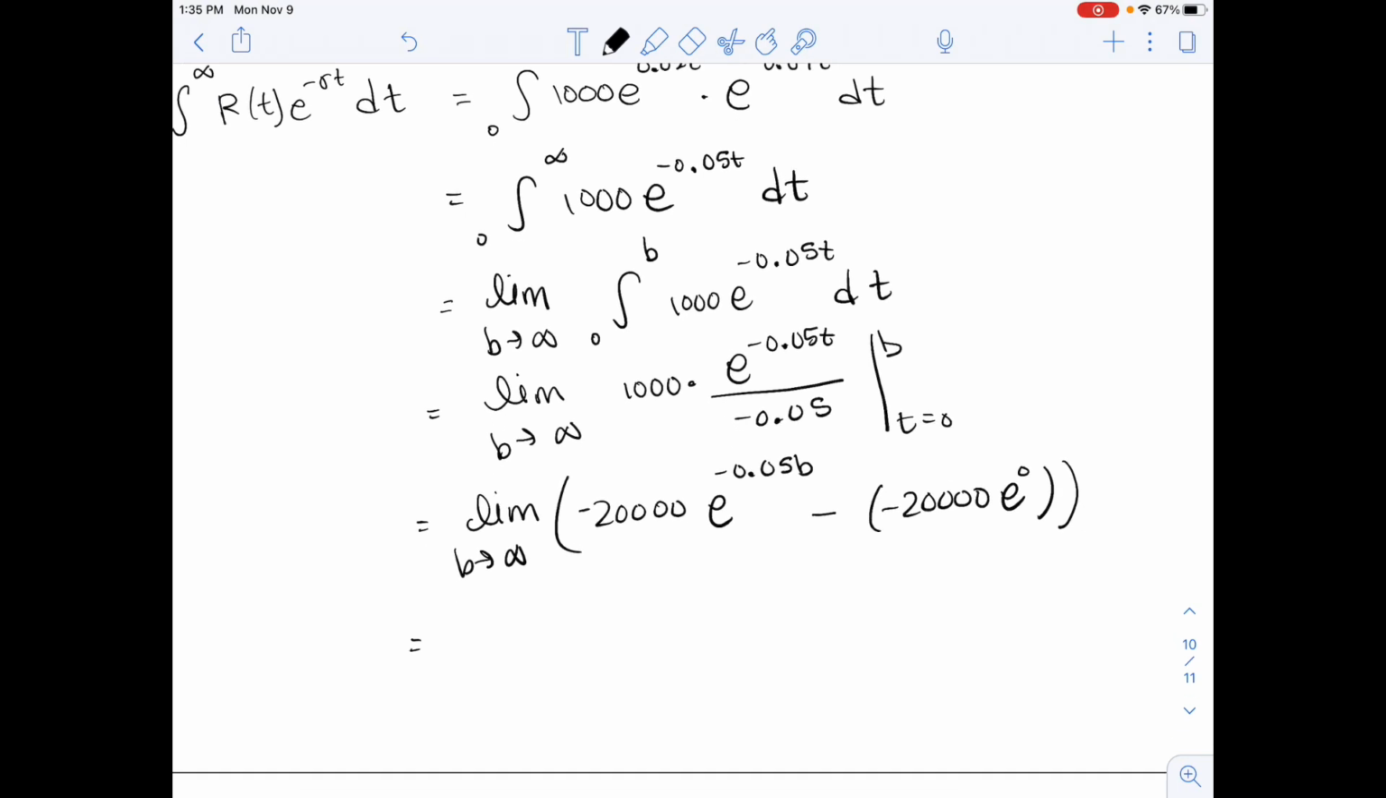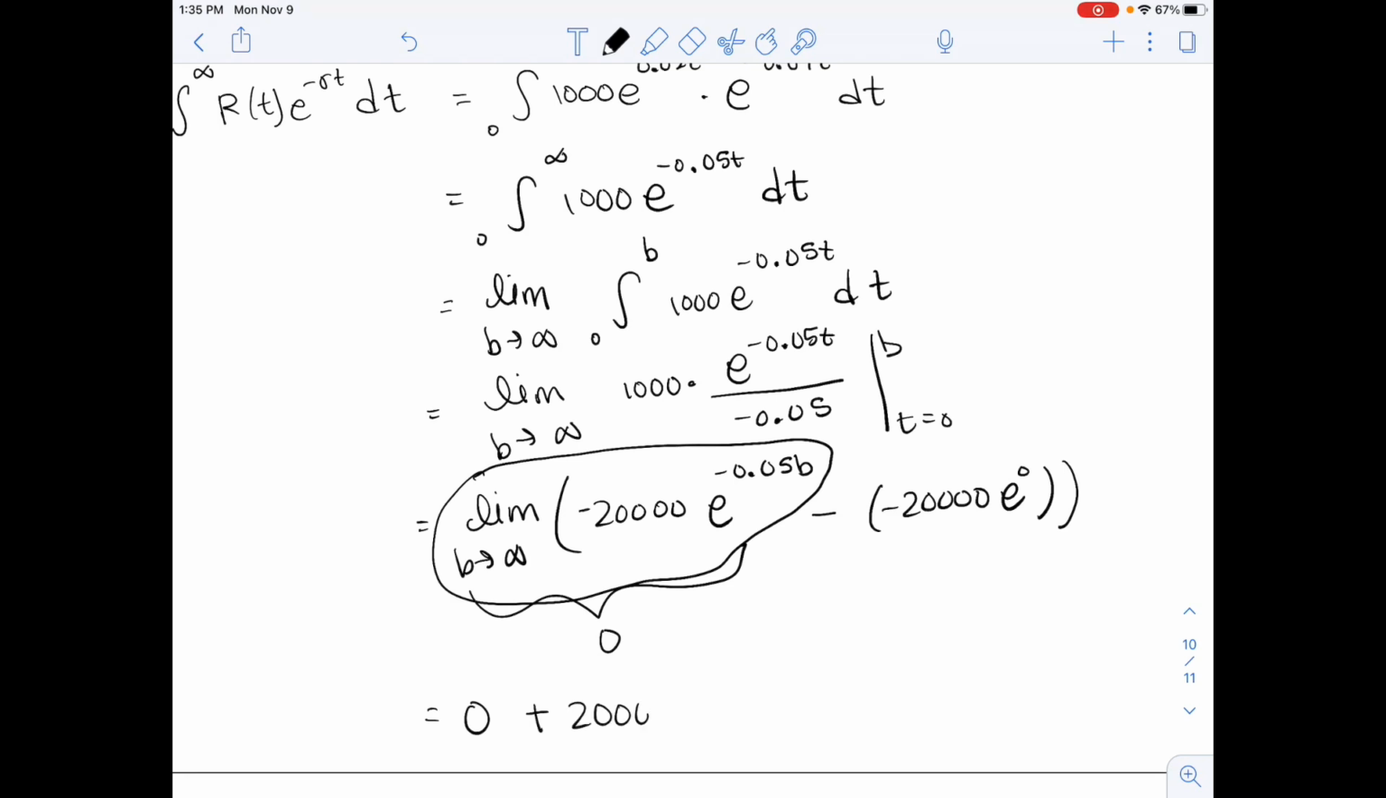From here, we have the limit of the first term, and the limit of this value as b goes off to infinity, or as the exponent goes to negative infinity, actually approaches 0. You can take a look at an exponential graph to get a better sense of that if you don't remember it from the limit section. So this is equal to 0. Negative and negative would make a plus, and then we have 20,000. Working this out, we get $20,000. So this is the capital value that we would have.